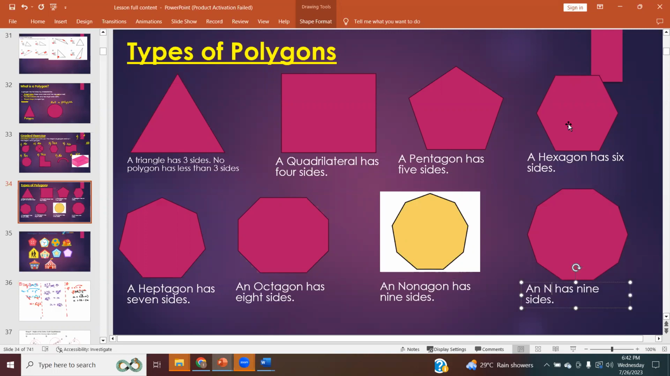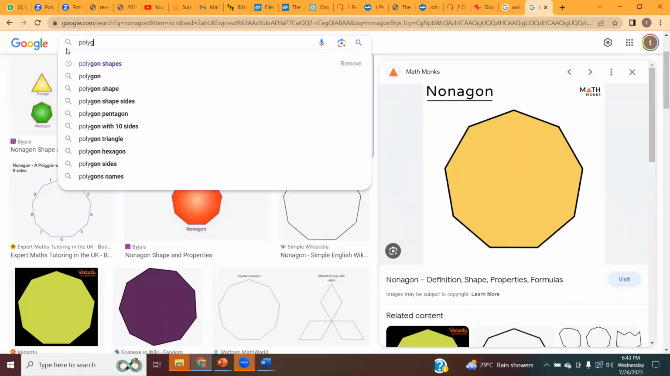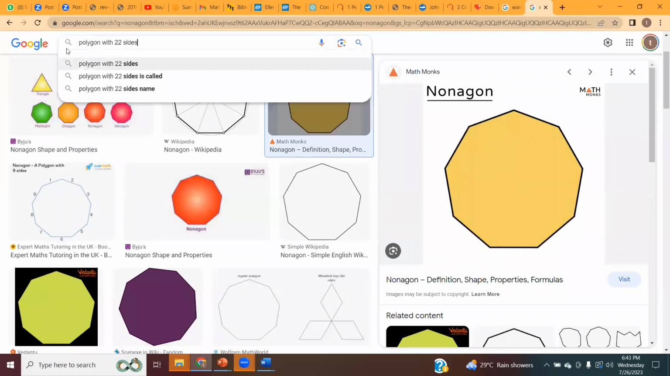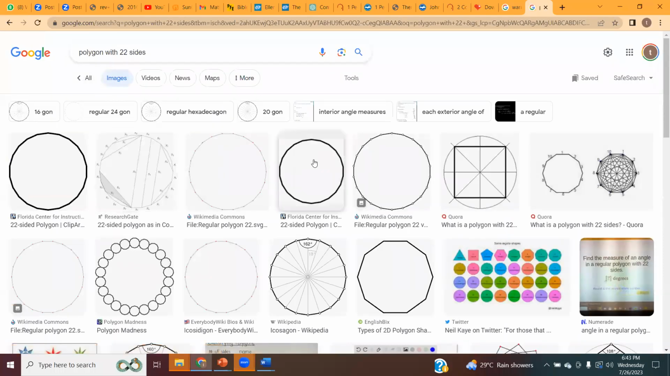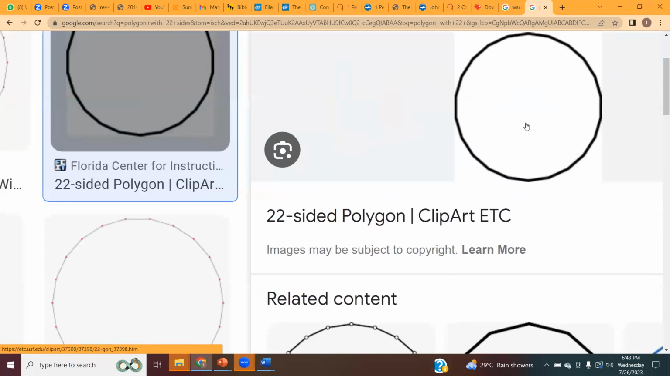Like the more sides we add, look at the pentagon. It doesn't really look like a circle. The hexagon doesn't really look like a circle. But as we put more and more sides, finally we get to the decagon, which is very close to a circle. Imagine if we have 22 sides. That would be very close to a circle. Let me show you. Watch. It's not a circle, but it's very close.